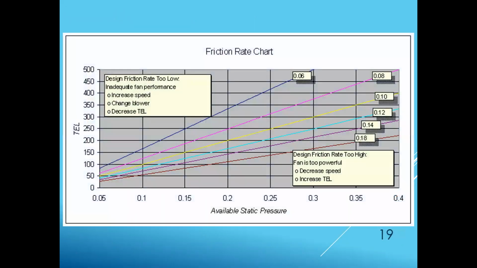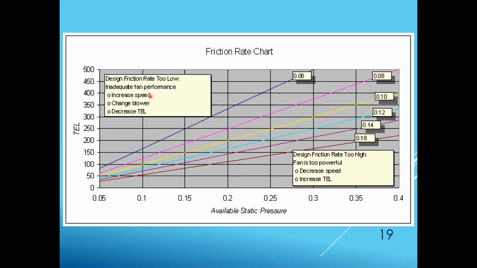So this is our friction rate chart right out of Manual D, and it tells you what's happening here. So here's the sweet range right in here, 0.1. Wouldn't that be nice if it was all 0.1? But that's rarely the case. Most of the time with these really long ductworks, I'm getting 0.06, 0.07. They're getting into the danger zone here.